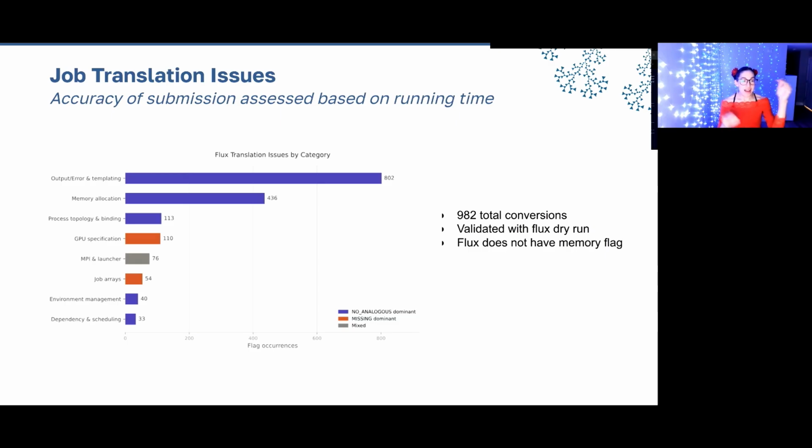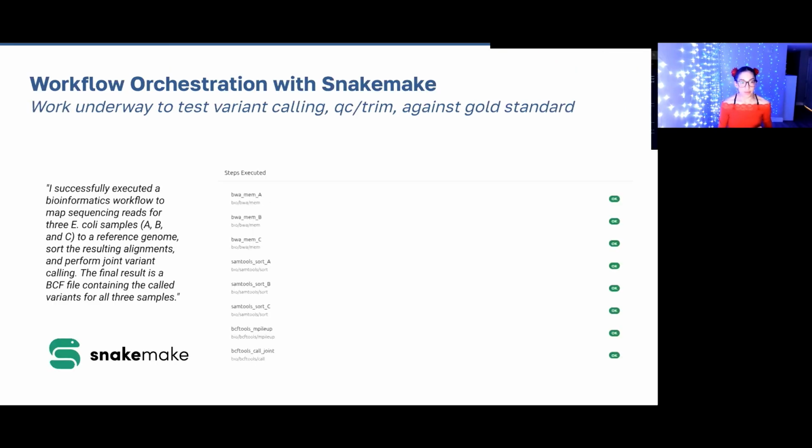And then the issues get smaller. There are issues with process topology and binding. Sometimes the agent got it wrong or totally missed that a broker flag in Flux maps to a different flag in Slurm. GPU specification: sometimes the agent would have a hard time mapping Slurm resources to something in Flux, just with simple GPUs. And then, of course, we had issues with MPI and launcher, job arrays, environment management, and then dependencies and scheduling. So this is the summary of our issues.